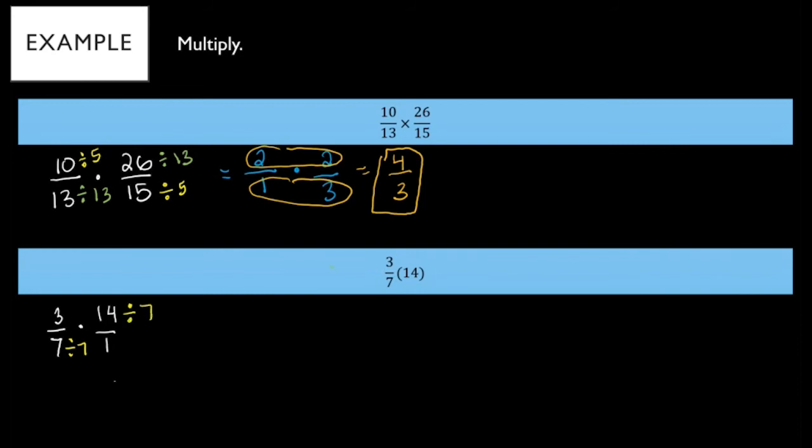Now with 3 and 1, there's not really anything else I can reduce there, so there's no point in trying to reduce any further. So I'm left with 3, and then 7 divided by 7 is 1, so that's 3 over 1, times then 14 divided by 7 is 2, and that's 2 over 1. So this really reduces to 3 times 2, because over 1 doesn't really mean anything. So we're really multiplying whole numbers here, 3 times 2, and you get an answer of 6.